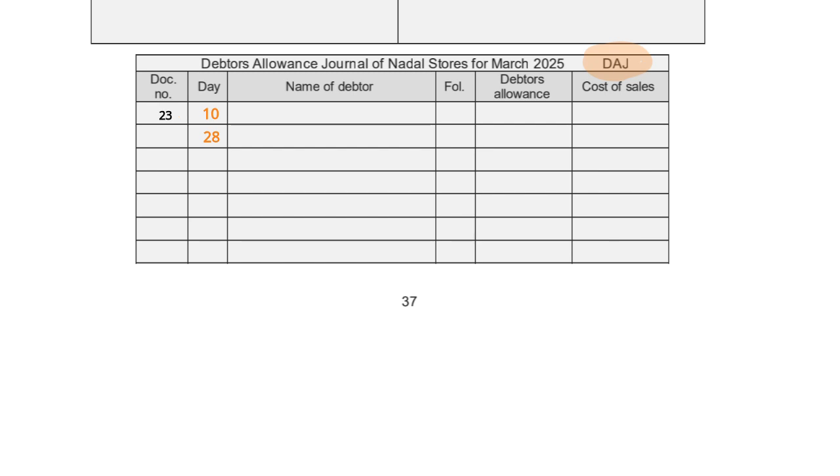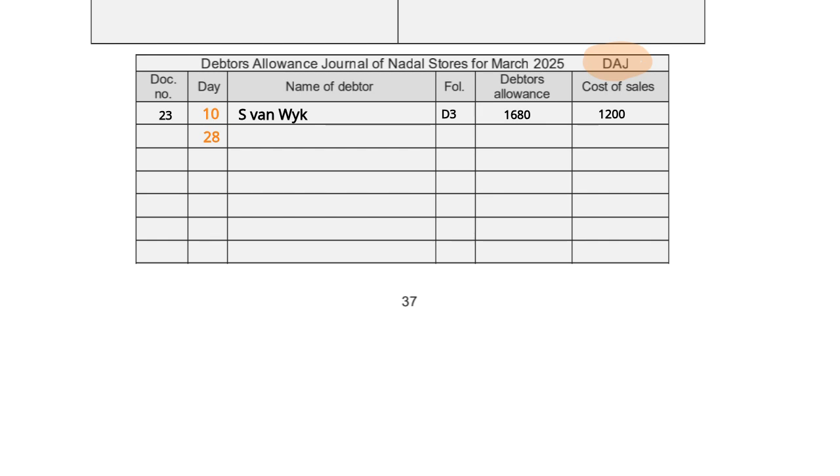Name of debtor was S. van Wyk. We know S. van Wyk is debtor 3. Our debtors allowances is our selling price, which is 1680. And our cost of sales, you're going to say 1680 times 100 divided by 140, and you will get 1,200.